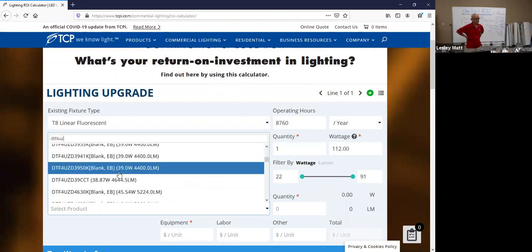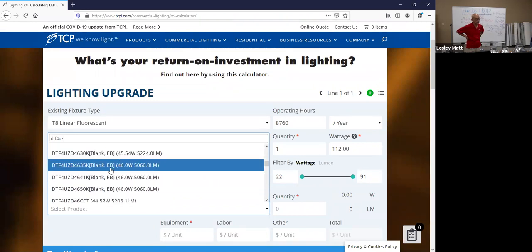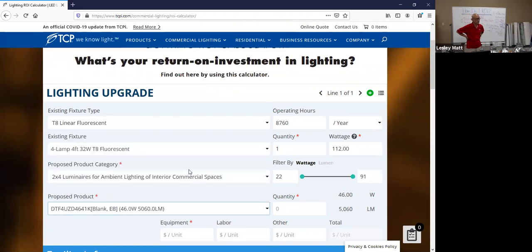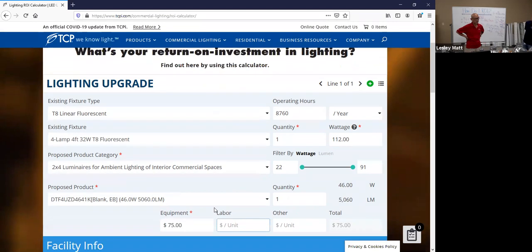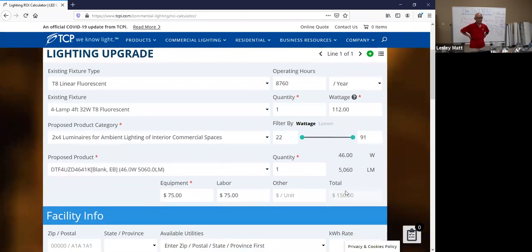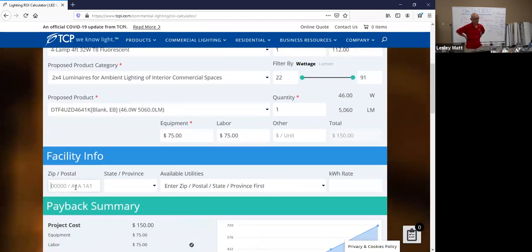4641. 4641K. So I've got to scroll through and find that guy here. 4641. Awesome. And I'm going to replace it with one here. Super. And we already discussed that that was going to be $75 for my equipment. And then we're going to use Pulse affordable labor again. So that gives me my 150 there. And then my postal code.